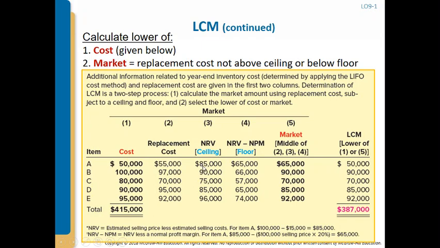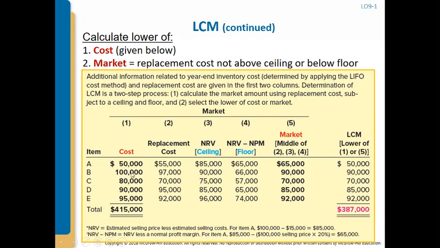You have NRV of $85,000, and you have NRV minus NPM of $65,000. Well, the middle number of those three is the NRV minus NPM, so that's the number you pick for your market. You compare the 65,000 with the cost. Since the cost is lower than the market for item A, then that's the number you pick, 50,000.